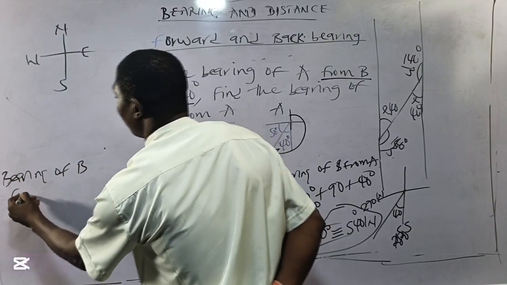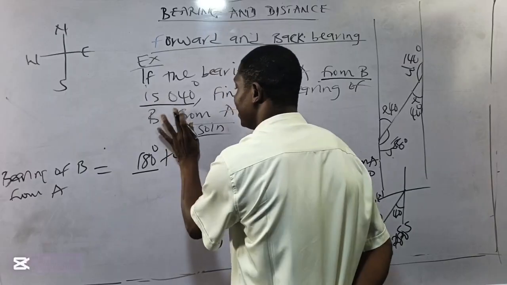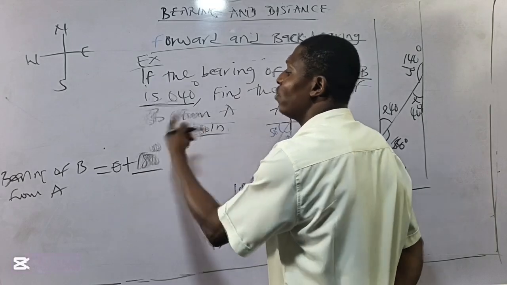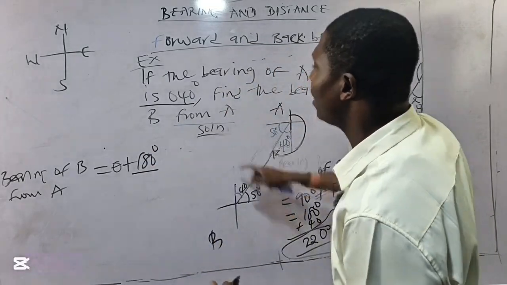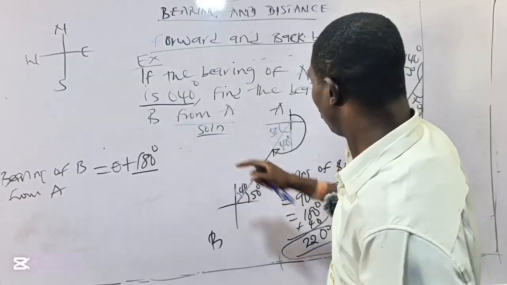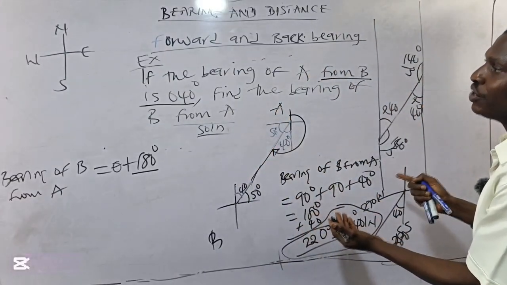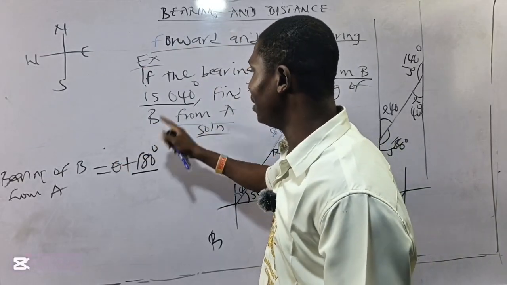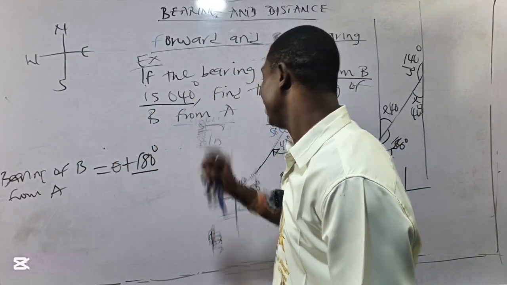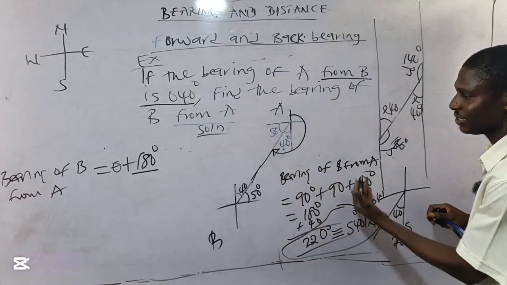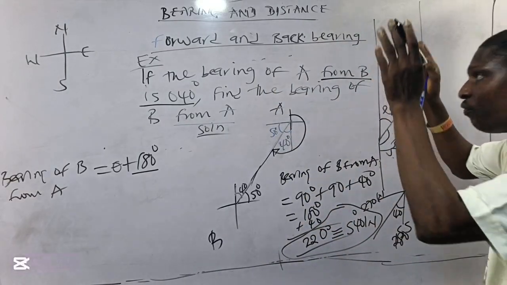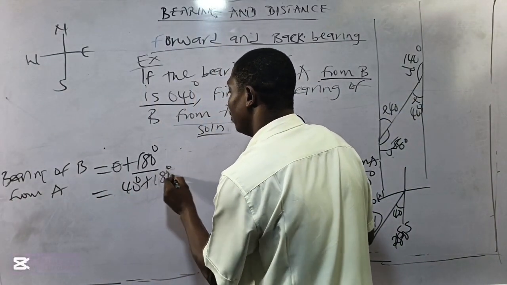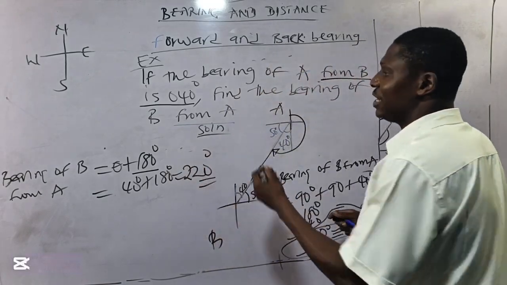So bearing, using the shortcut, bearing of B from A will be equal to 180 degrees plus theta, or theta plus 180 degrees, when the angle is less than 180 degrees. So if it's an objective examination, you simply go for this. So the reverse or the backward bearing is 180 degrees plus the angle that is less than 180. Take note. I did this simply to give you a perfect understanding when we fully go into bearing. And this is the same as saying 40 degrees plus 180 degrees, which equals 220 degrees. So this is the answer to this.